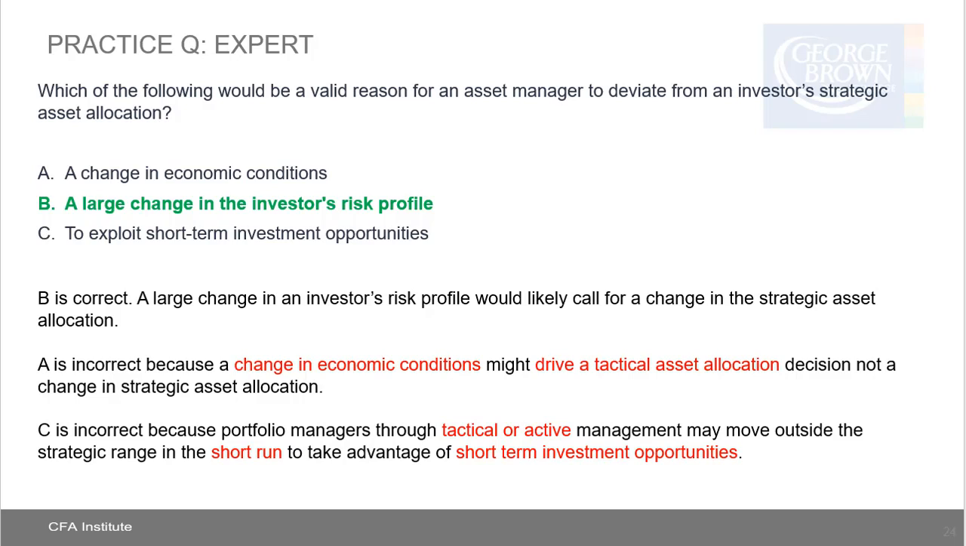You have to zoom in and really understand the difference between the strategic asset allocation and the tactical asset allocation, and it's the investor's risk profile that determines the initial strategic asset allocation. And the only valid reason for deviating from that would be a change in the investor's risk profile. Let's say they won the lottery, or they're moving from high income now to retirement, okay? But change in economic conditions, that's a factor in the tactical. And exploiting short-term investment opportunities, that's tactical.